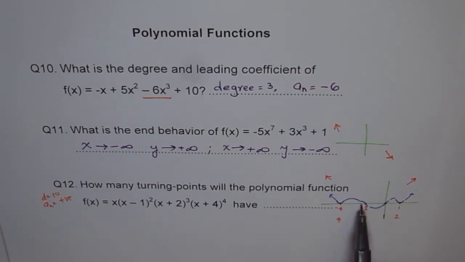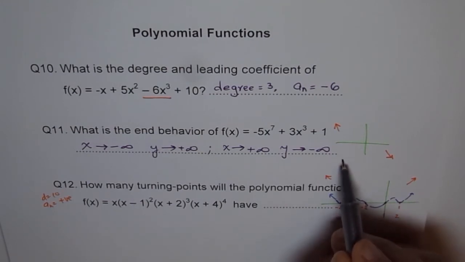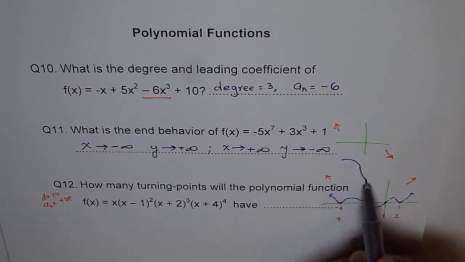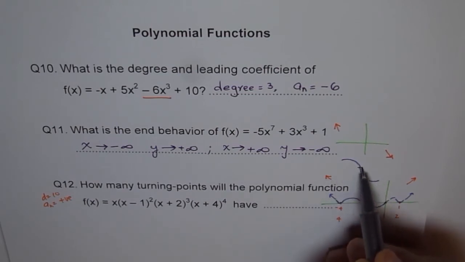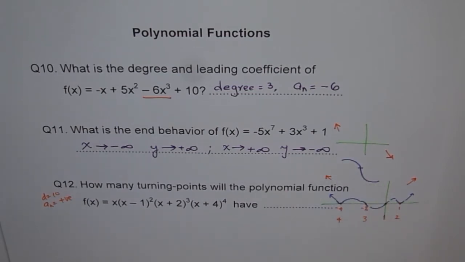Here these things are not turning points. We call it a point of inflection. It is just changing concavity. Let me show you this in slightly bigger form. Concavity is like this here and then goes like this here. So concave down, concave up, and that point is not a turning point. It is only a point of inflection, never counted as a turning point.